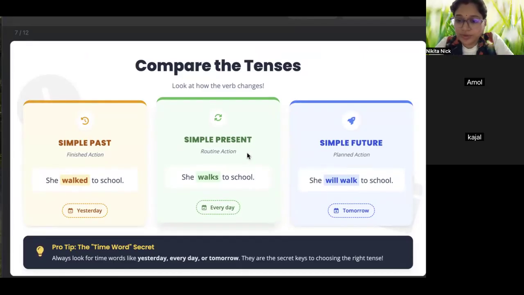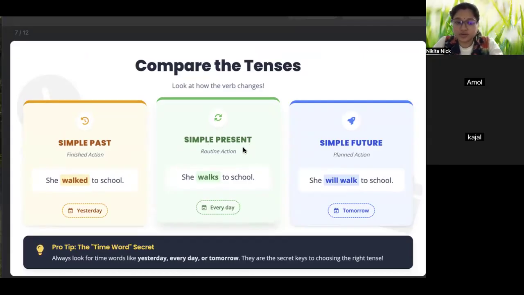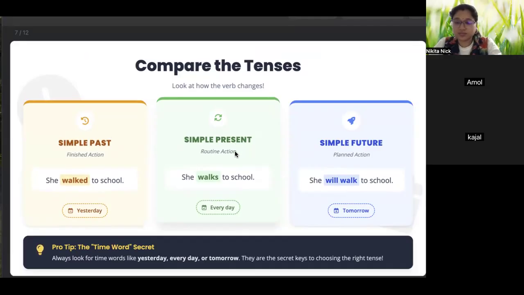So let me go with Kajal right now. Yesterday. Okay, fine. She walked to school. This is about yesterday. She walked to school yesterday. Very good. Yes, this is about simple past. Kajal, your turn.